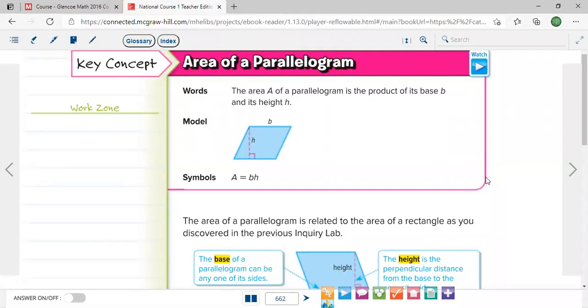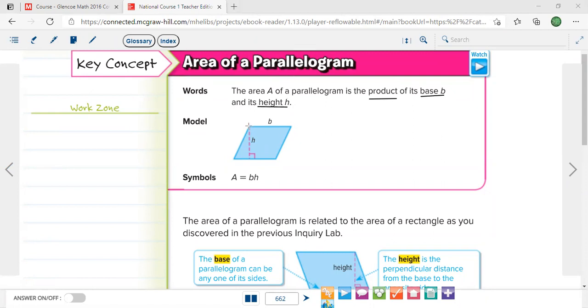Now, how can we find the area of a parallelogram? Title of the lesson, area of parallelogram. The area A of a parallelogram is the product. What does product mean? Product means multiply. Product of its base B and a height H.